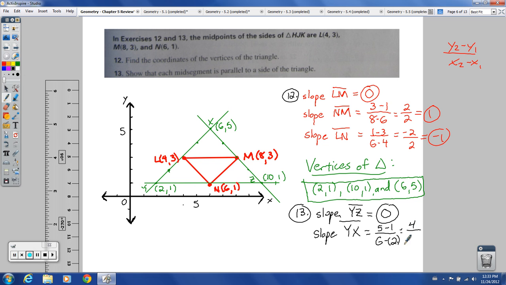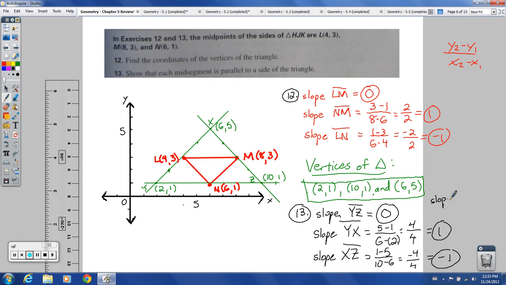So this is going to be 4 over 4, which is 1, which is what I expected. So I have parallel slopes. They're the same slope. That means they're parallel. And then the slope of xz is going to be, I'm going to call this x1, y1, x2, y2. So 1 minus 5 over 10 minus 6 would be -4 over 4, which is -1. And so we've shown that the slopes are the same.